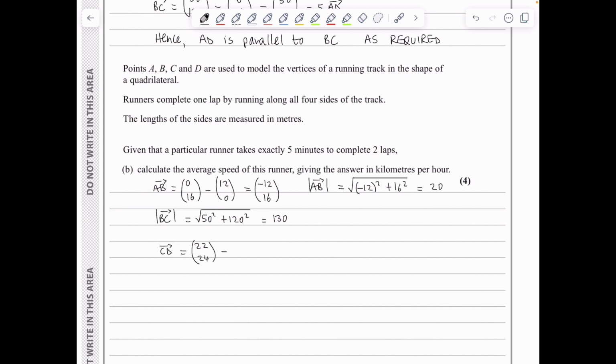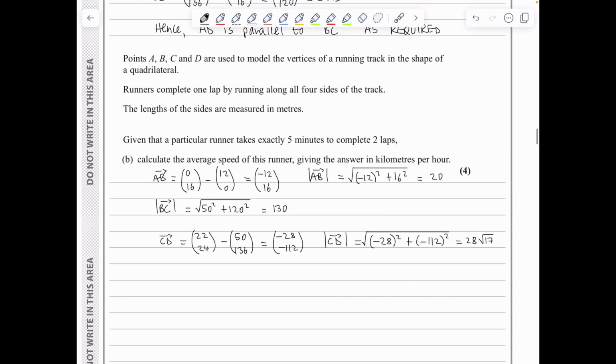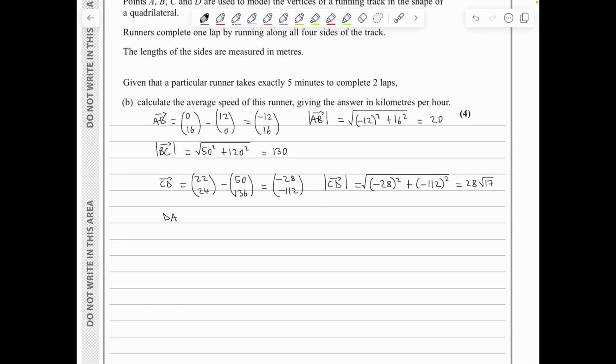Minus the vector c, which is (50, 136), this gives an answer of (-28, -112). So to find the magnitude of CD, I will again do Pythagoras. I've got negative 28 squared plus negative 112 squared, all square root, which gives an answer of 28 root 17. And finally, for DA, the final side of this quadrilateral, it's the magnitude of the vector AD. So it's 10 squared plus 24 squared, all square root, which gives an answer of 26.